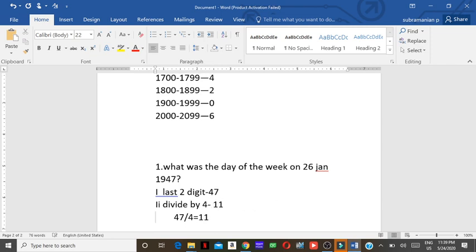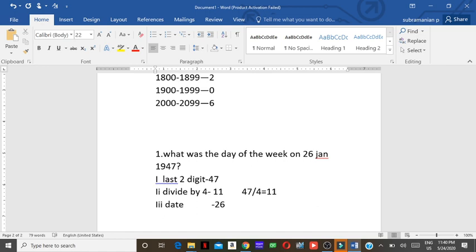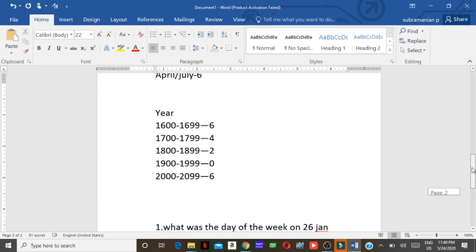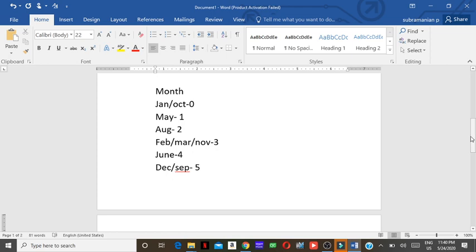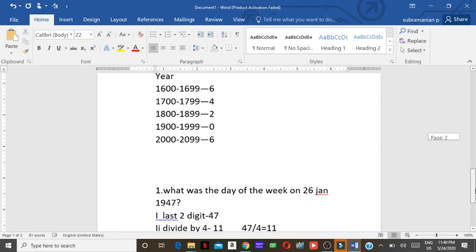Okay, we are moving to the third step. In the third step you have to take the date as it is. The date is 26, so we are taking 26. Fourth one is month. We already said Jan month. Jan month is represented as 0, so we have to take 0 here.